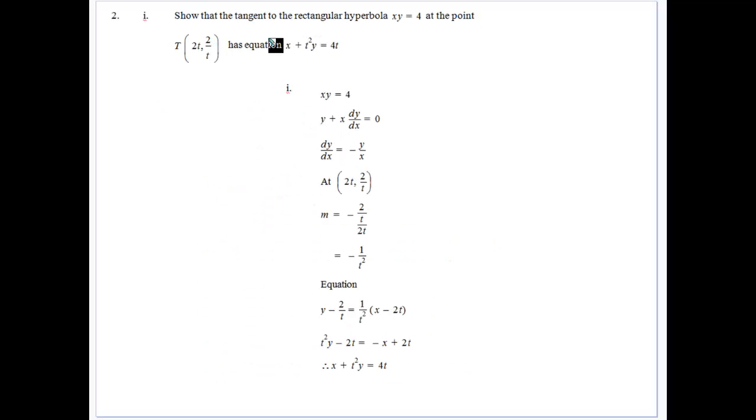Looking at question 2. So you've got a tangent to the rectangular hyperbola at that point, which has that equation. So we want to show that. Like we've done before, we differentiate implicitly, and get our gradient by subbing in our x and y values, because we've got a gradient function of minus y on x. That gives us the minus 1 on t squared, which we've forgotten to put in, the minus there, so we'll put it in. Multiply through by t squared, expand our bracket, collect our terms, and we have our equation as required.